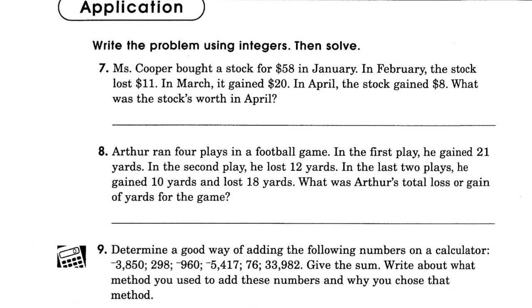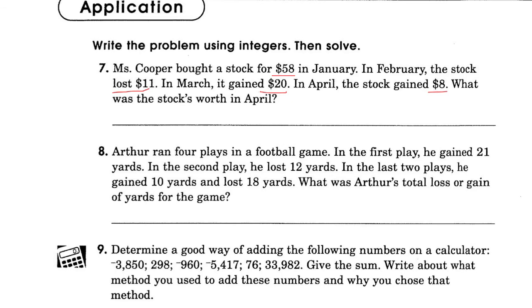On problem number 7, it says, Mrs. Cooper bought a stock for $58 in January. In February, it lost 11. In March, it gained 20. In April, it gained $8. What was the stock's worth?